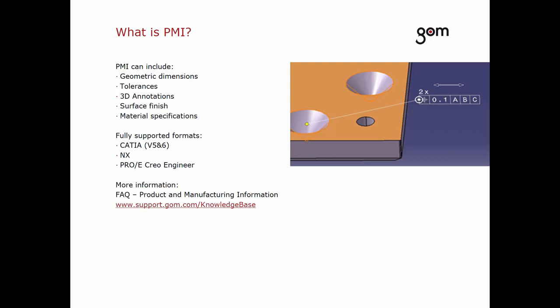And PMI can include, but not necessarily have to, can include geometric dimensions, tolerances, 3D annotations, surface finish, and material specifications. The supported formats we do are CATIA V5 and V6, NX, and Pro E. And we also have a knowledge base for more information and specification in our support area. So just go to support.com.com and then knowledge base, and there you'll find something for PMI.